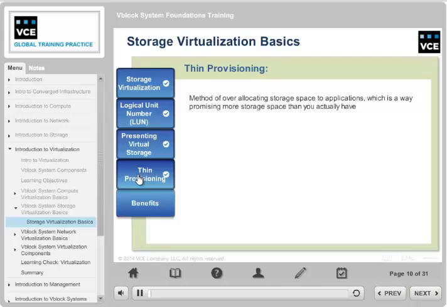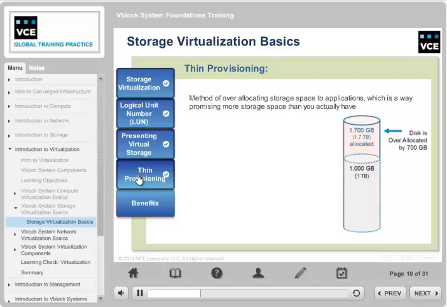When you learned about Vblock system storage earlier, we discussed thin provisioning. Thin provisioning is a method of over-allocating storage space to applications, which is a way of saying that you can promise more storage space than you actually have. For example, imagine that we have 1,000 gigabytes of storage capacity and requests from several users for a total of 1,700 gigabytes. To fulfill these requests, our storage capacity becomes over-allocated, in this example by 700 gigabytes.